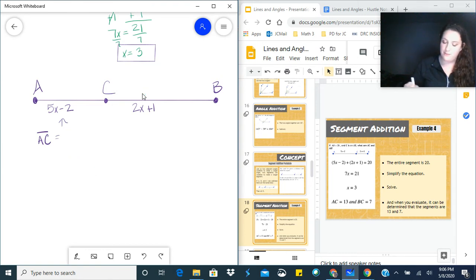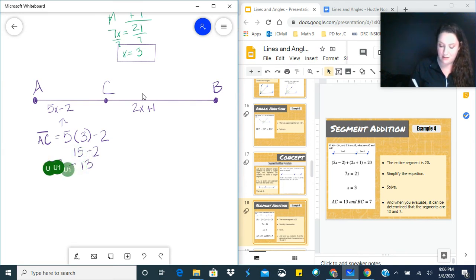What am I doing? See, this is why I can't teach without you guys, because you would have caught my mistake and been like, Miss Herman, that ain't right. So, try this again. 5 times 3 minus 2. 5 times 3 is 15. Subtract your 2, you get 13.